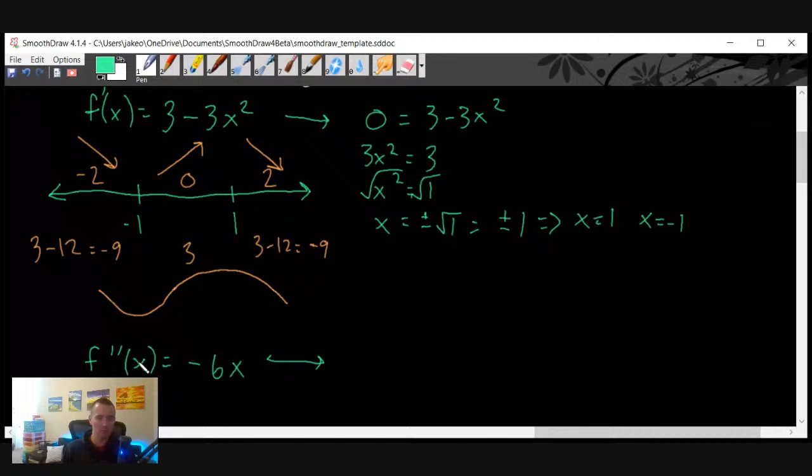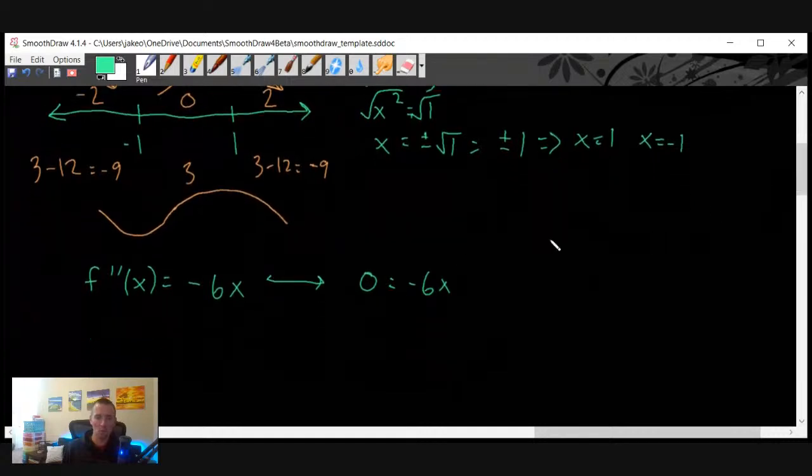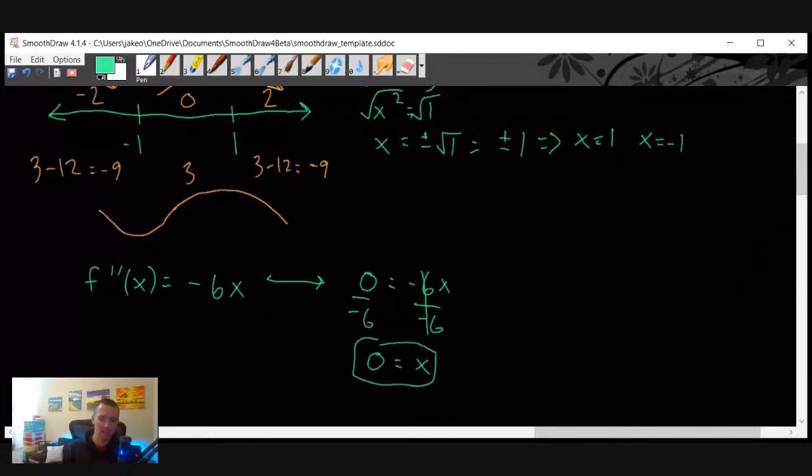So then again, to find our inflection points, it's just like finding our critical numbers, but we do it with our second derivative instead of our first derivative. So we're going to take our second derivative of -6x and set it equal to 0. Well, it looks like there's just going to be one inflection point here. If we divide both sides by -6, we're going to get x equals 0. So we have one single inflection point at x equals 0.